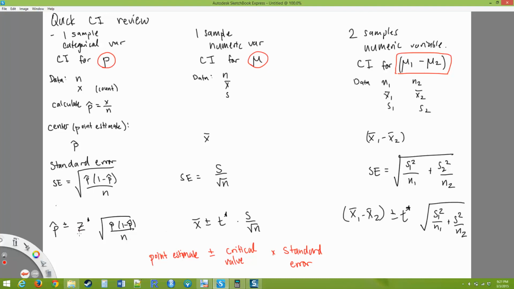So you learned this in chapter 7, and then we covered this and this today in chapter 9. The stuff for the proportions, that was from chapter 7. And then this is chapter 9, and this is also chapter 9. Okay?